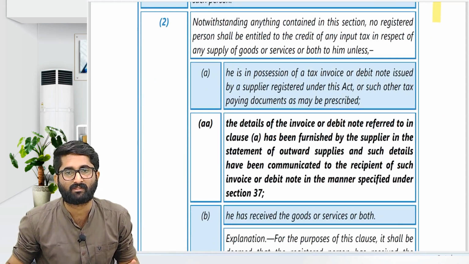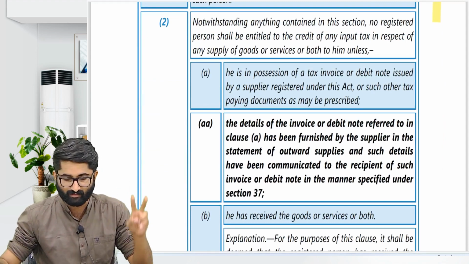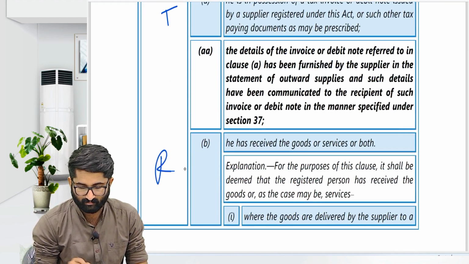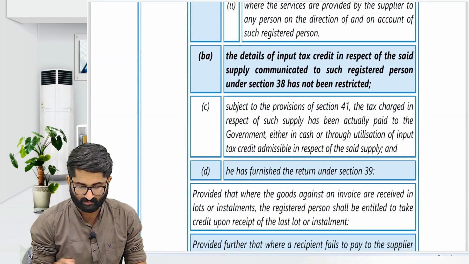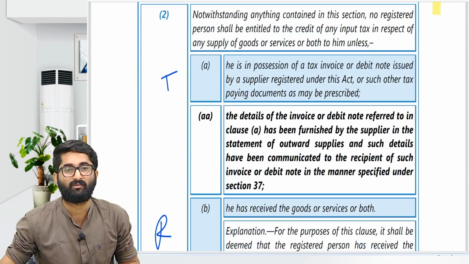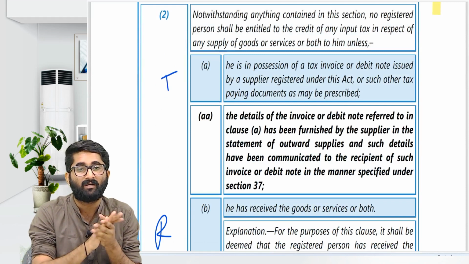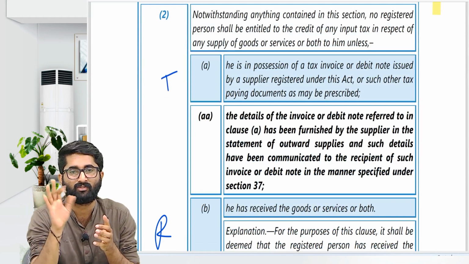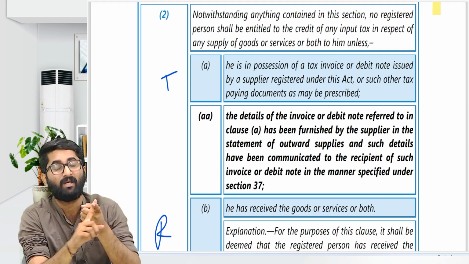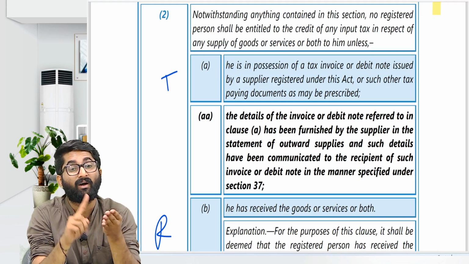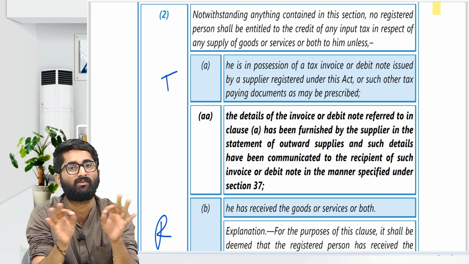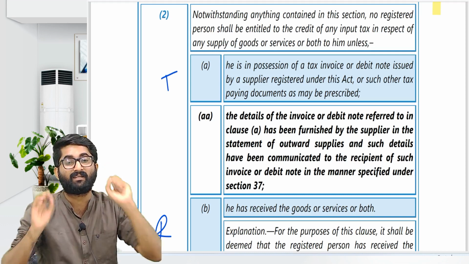If you remember, section 16 subsection 2 says TR, T and R. So what is TR, sir? T is for tax invoice. You should be in possession of the tax invoice or debit note issued by a supplier registered under this Act. So remember, you can take ITC if you have the tax invoice or debit note or ISD invoice or self invoice. If you have all these things, then you can take the ITC. Otherwise you cannot take ITC, as it will be considered a bogus invoice.